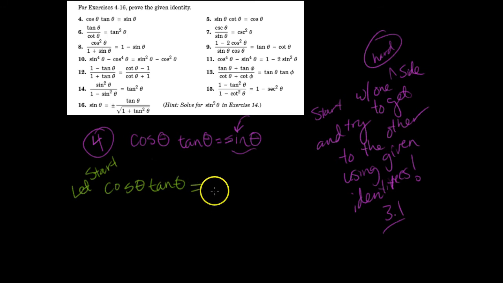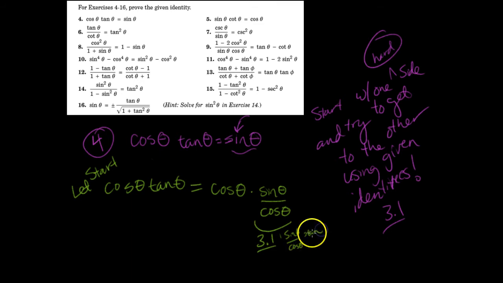Now, I want you guys to give explanations when you're doing this as well. What is the definition? Well, cosine theta is just cosine theta. We can just leave it like that. But tangent theta, we know that tangent theta from 3.1 is sine theta over cosine theta. Okay? And when you do this, I want you to say 3.1 or something like that. Or you could say sine theta over cosine theta equals tangent theta by definition.